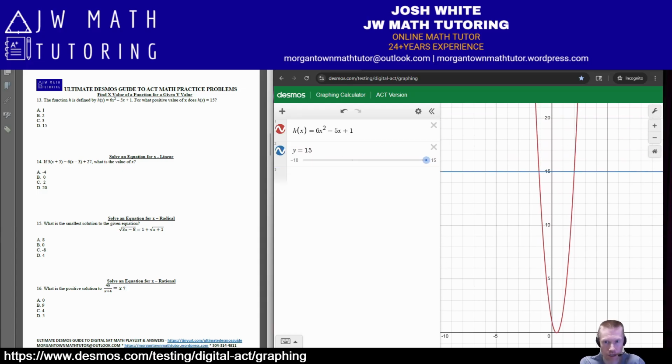Now I'll have to scroll out a little bit here. Notice there's two intersection points, but it wants the positive one. So right here, it's at 2, 15. The x value is 2. Correct answer for this one is letter B. Okay, and that's it. That's all you have to do.